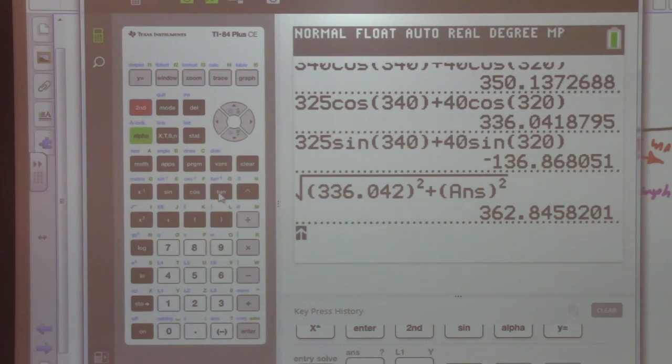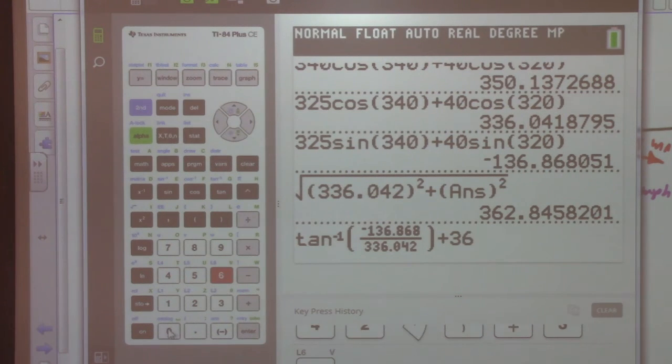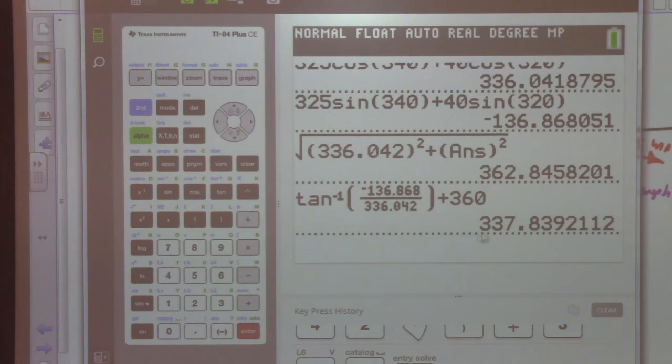Okay, inverse tangent. There we go. Inverse tangent of negative 136.868 over 336.042. And we know we're going to have to add 360 to that. And what angle should we get? Well, it's 337.839 degrees, right?